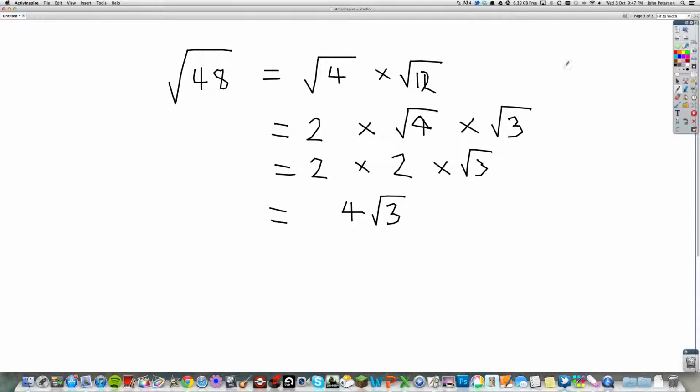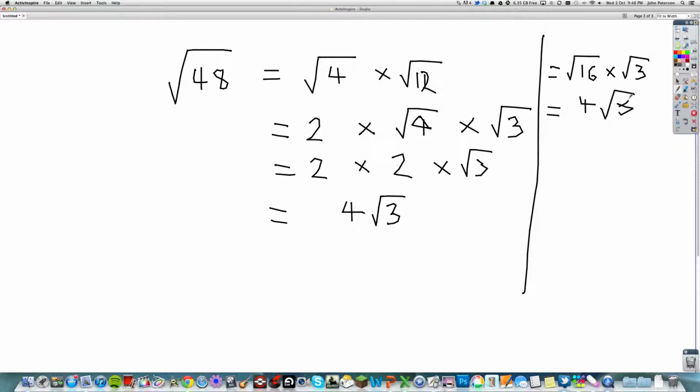Now I could have done this another way. 48 is also 3 lots of 16, so I could have done the root of 16 times by the root of 3. And I know the square root of 16 is 4, so I end up with 4 root 3, the same thing. So you need to be able to spot these, and it's all to do with finding square numbers that times by something else to give you your original number.